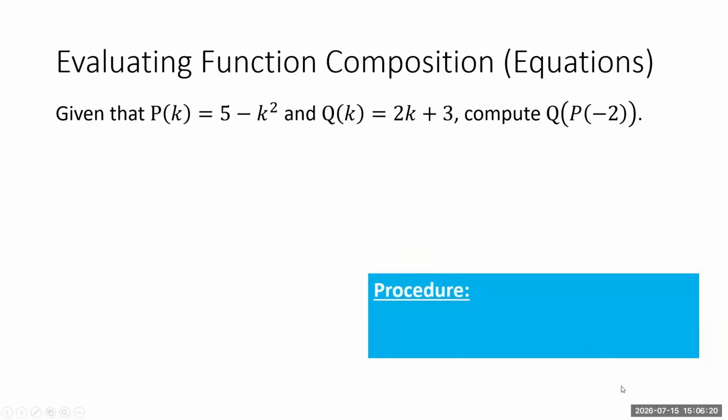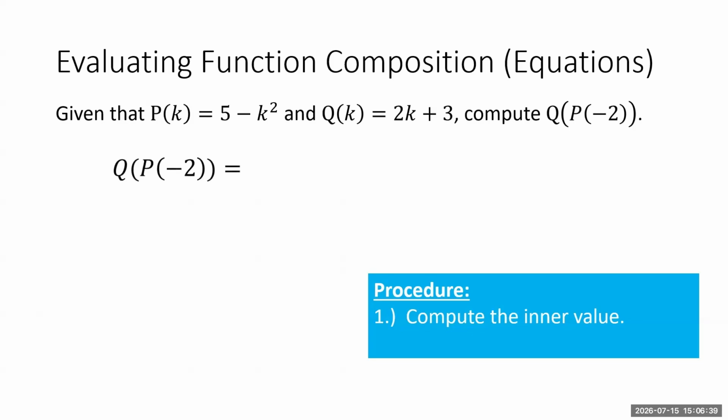Evaluating function composition in equations. Given that p(k) is equal to 5 minus k squared and q(k) is 2k plus 3, compute q(p(-2)). Procedure. 1. Compute the inner value.